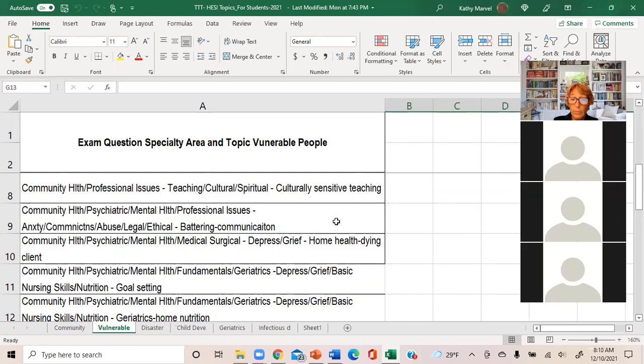Okay. So in number 9, what I'm thinking about is giving you a scenario of the symptoms of an abusive relationship. Let's say they show up to the ER. What are we looking at for signs of battering communication? What do you guys remember?